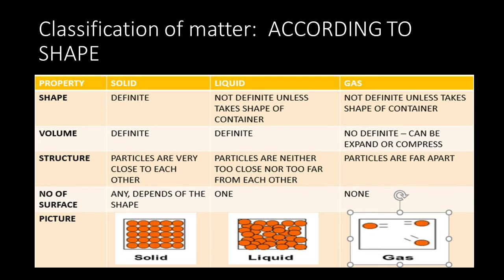Solid has definite shape and definite volume, and the particles are very close to each other. And then liquid, it has a definite volume but doesn't have any definite shape. The particles are neither too close nor too far from each other. Meanwhile, gas doesn't have a definite shape and volume. So the particles are very far apart.